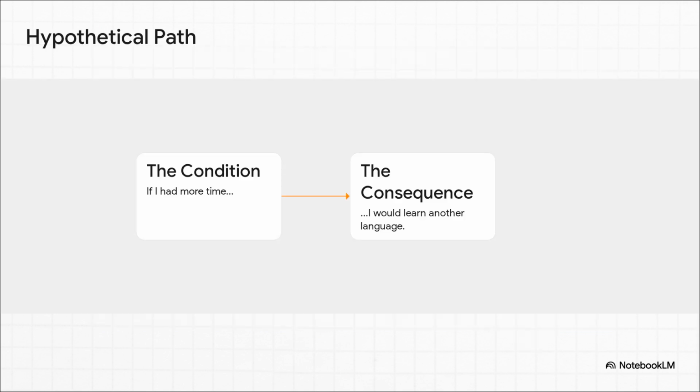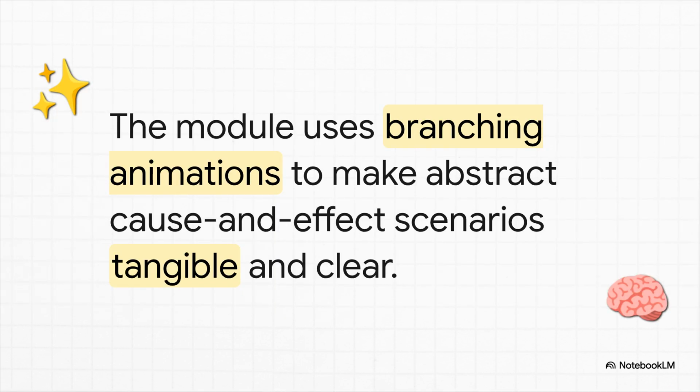But how do you actually show this abstract idea? Well, the module breaks it down into a simple two-step path. First, you state the unreal condition. If I had more time, and then you state the imagined consequence. I would learn another language. This simple visualization makes the whole structure feel way more tangible. And to really hammer this point home, the module uses these simple little branching animations. This visual tool, this is the secret sauce. It's what turns an abstract grammar rule into a clear, understandable pathway inside the learner's mind.